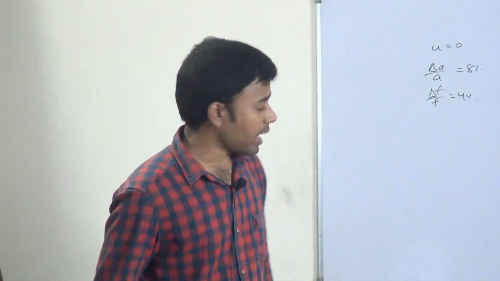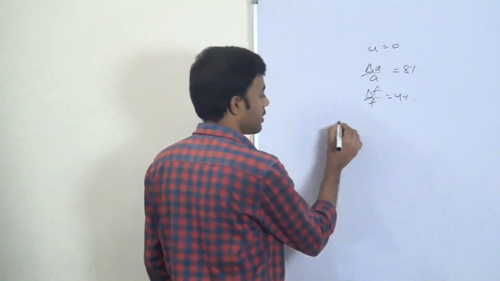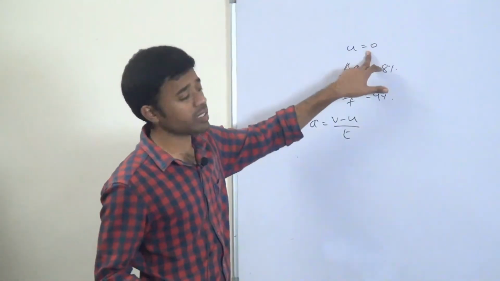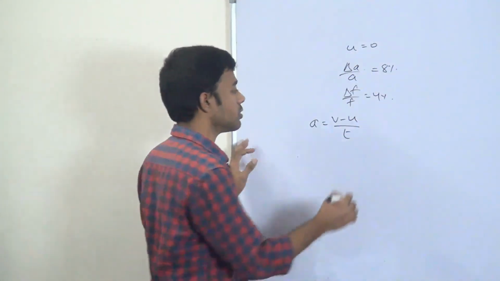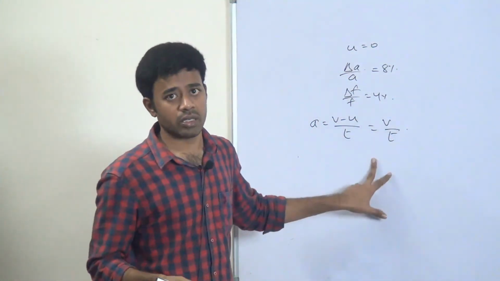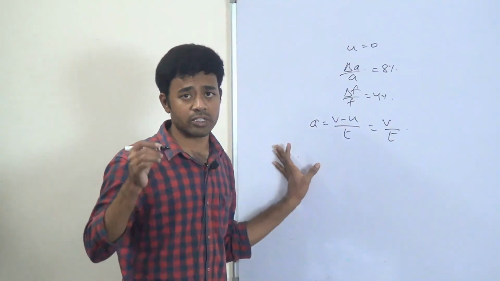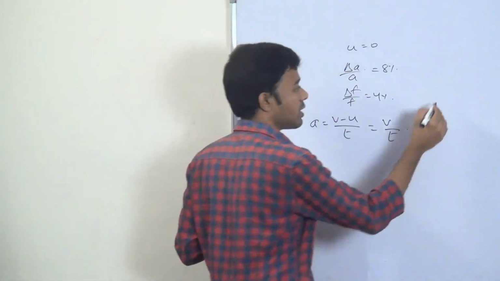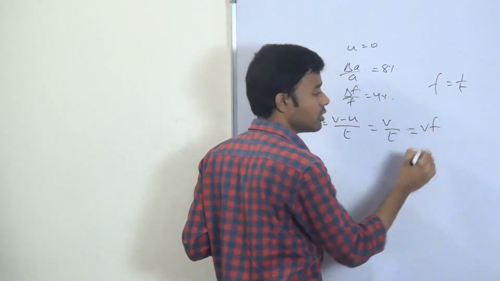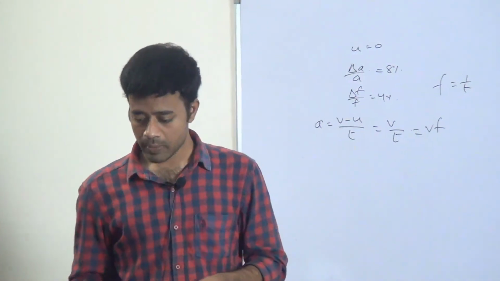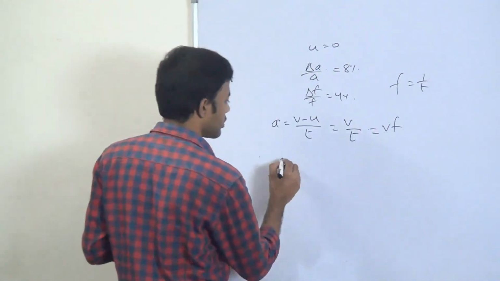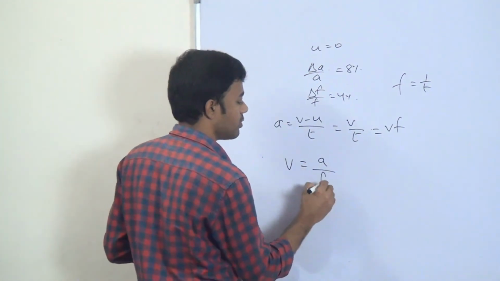We know that acceleration equals change in velocity by time. But here it is given that the body starts from rest, so u equals 0, and that becomes v by t. Frequency is 1 by time; we know that frequency is inversely proportional to time, so f is equal to 1 by t. So you can write this as velocity into frequency. Since he is asking for the uncertainty in speed, the velocity equals acceleration by frequency.